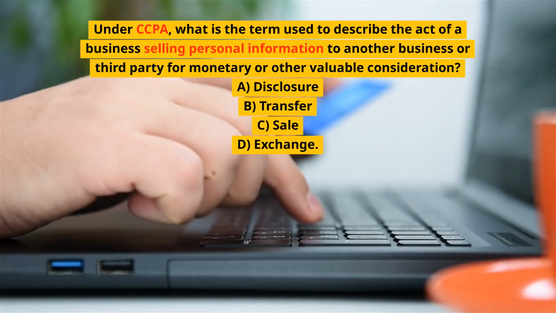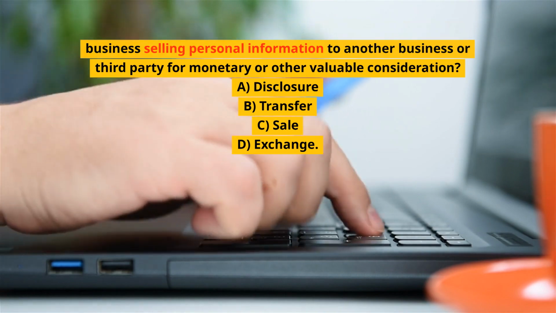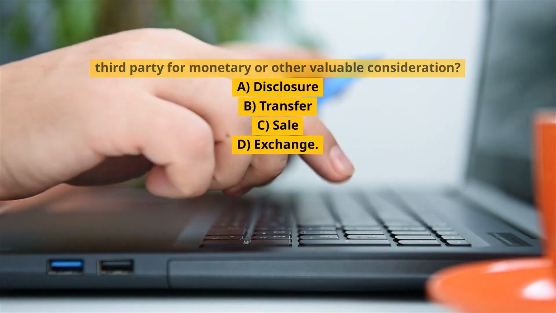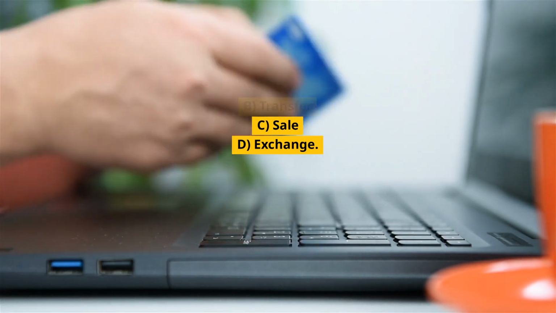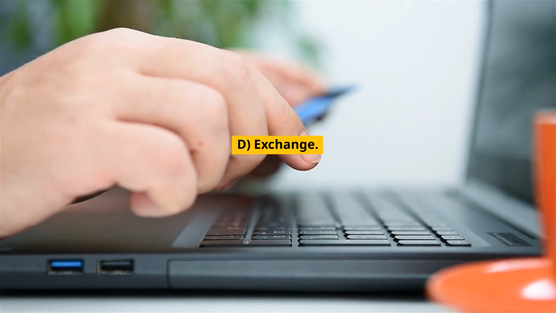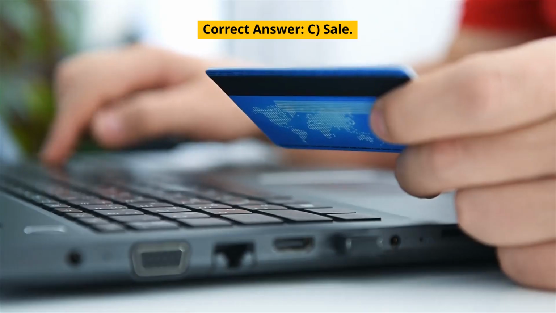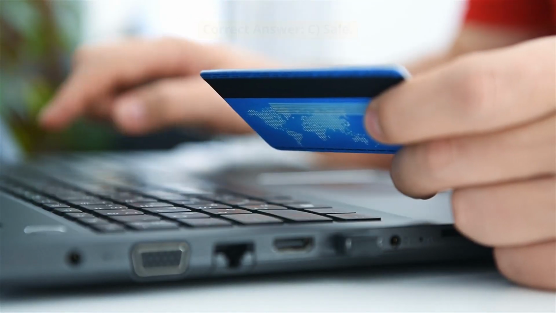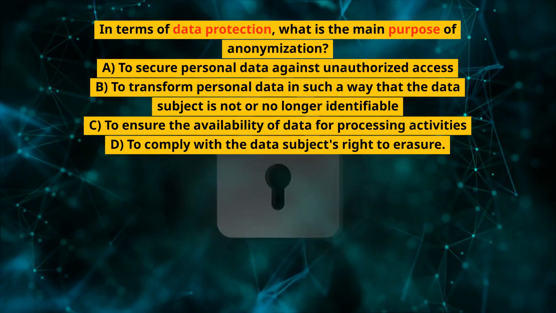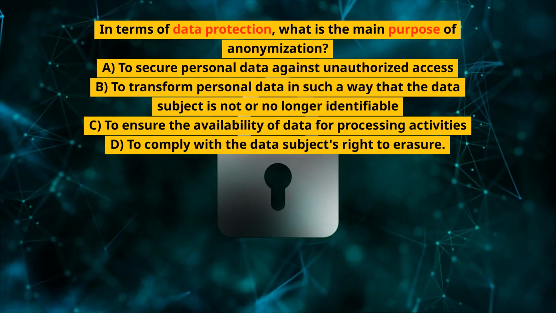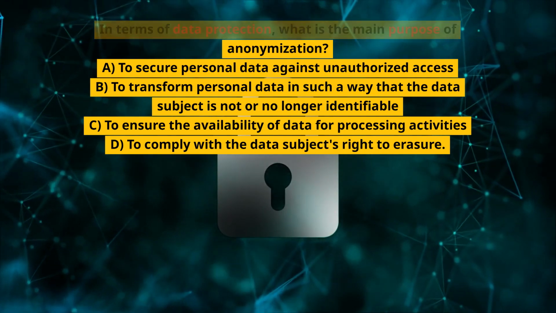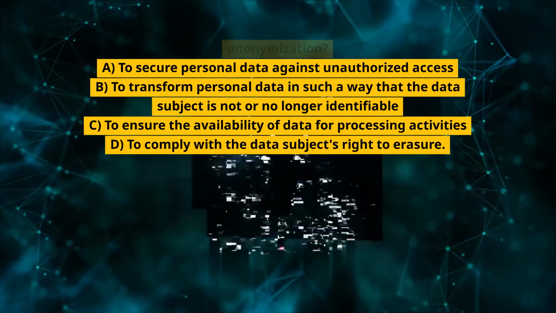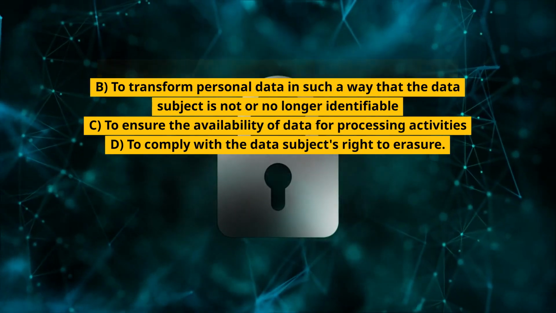Under CIPM, what is the term used to describe the act of a business selling personal information to another business or third party for monetary or other valuable consideration? A. Disclosure. B. Transfer. C. Sale. D. Exchange. Correct answer: C. Sale. In terms of data protection, what is the main purpose of anonymization? A. To secure personal data against unauthorized access. B. To transform personal data in such a way that the data subject is not or no longer identifiable. C.